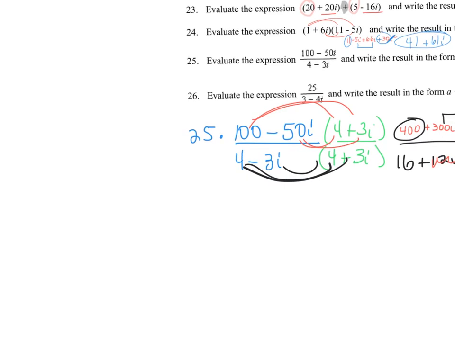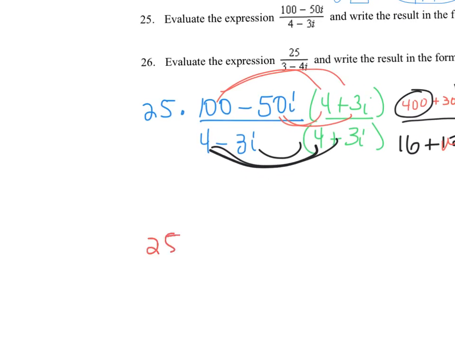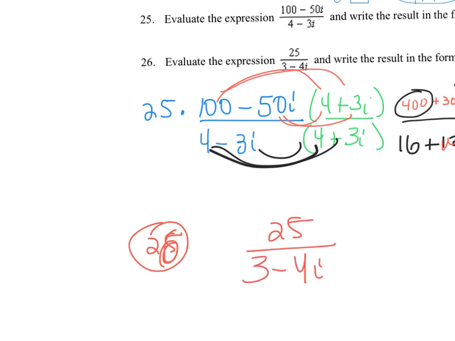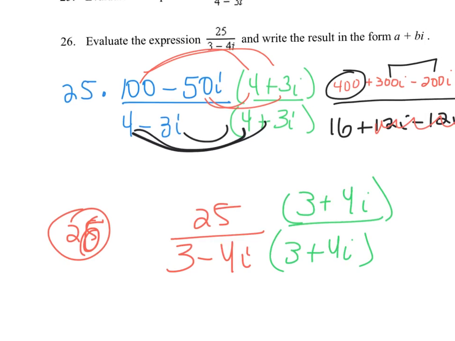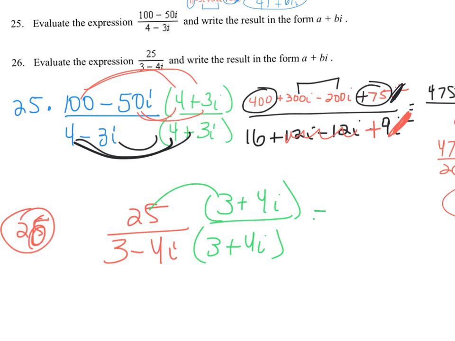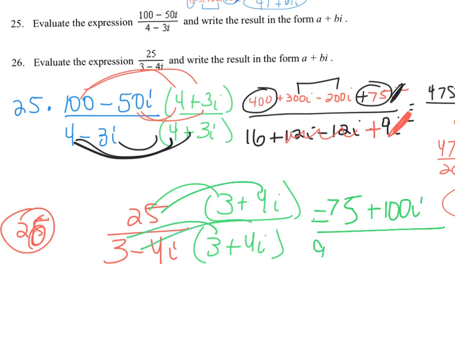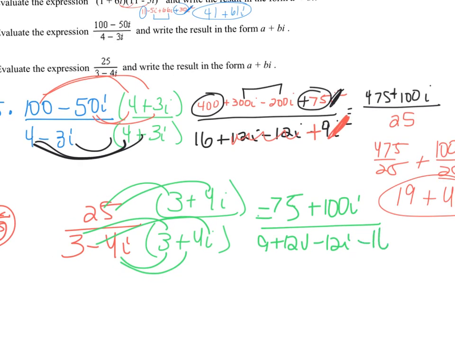So on this next one, we're going to do the exact same thing. This is a little easier because it doesn't have as many numbers in it. 25 over 3 minus 4i. How do I get the i's to cancel out? Multiply by the conjugate. So it's going to be 3 plus 4i. What you do to the bottom, you do to the top. So 25 times 3, 75. 25 times 4, 100i. And then on the bottom, 3 times 3 is 9. 3 times 4i is 12i. Negative 4 times 3 is minus 12i. Negative 4 times positive 4 is negative 16i squared.